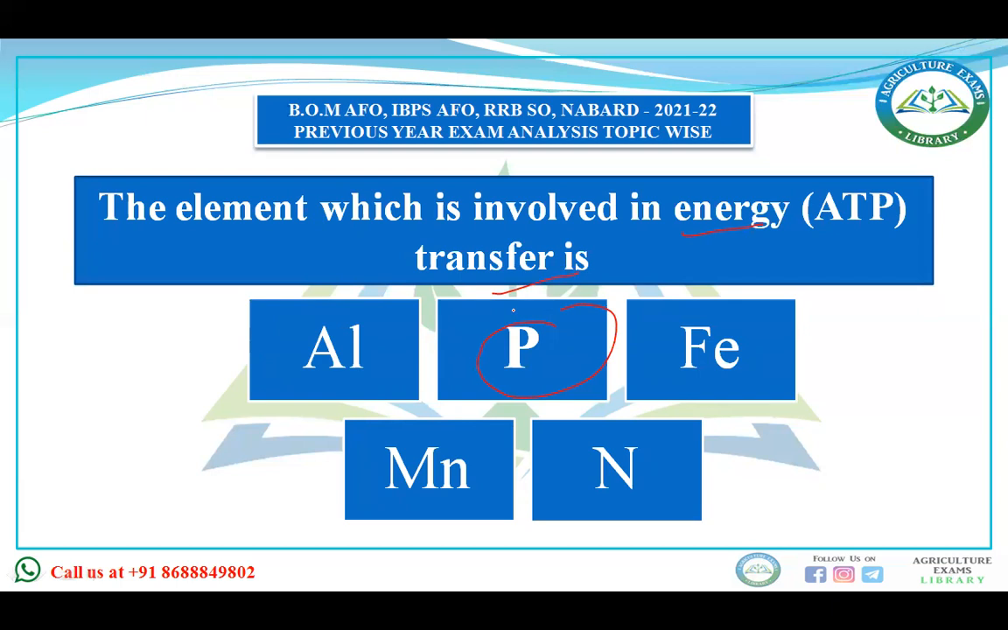If you talk about the structural elements, then carbon, hydrogen, and oxygen are structural elements. The accessory structural elements are nitrogen, phosphorus, and sulfur. The micronutrients like iron, manganese, zinc, and copper act as catalysts.